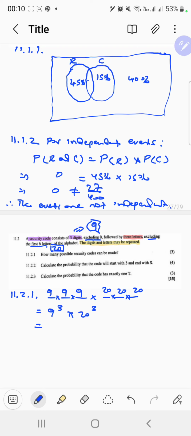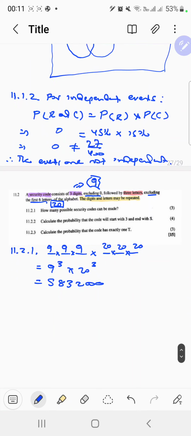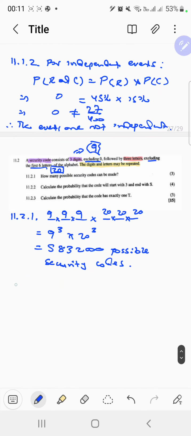So let's work that out. 9 cubed times 20 cubed. I'm getting 5,832,000. It's quite a big number. And then, of course, these are the possible security codes. Always answer your questions in full. Don't have things that are just hanging by.